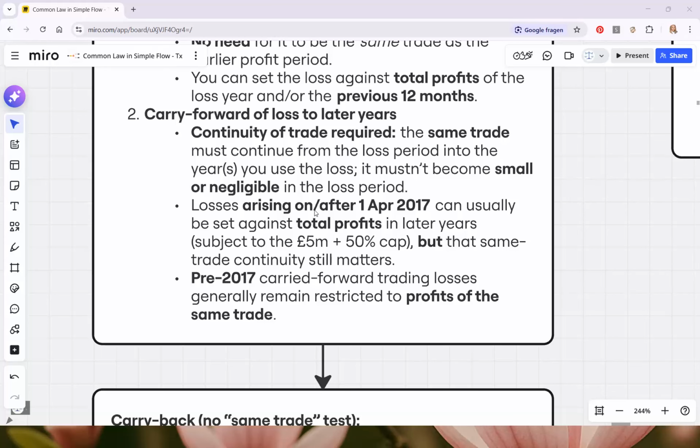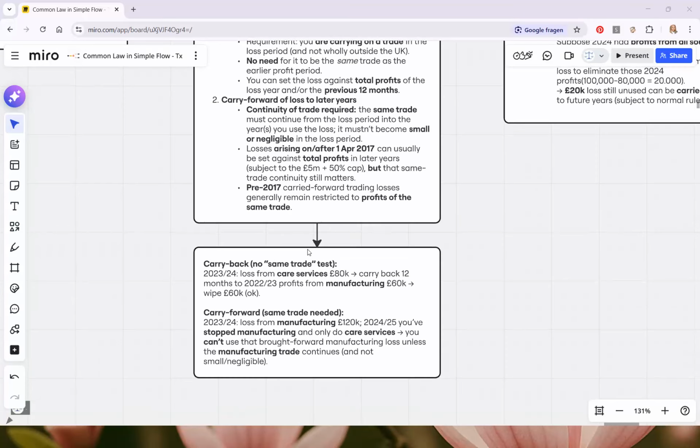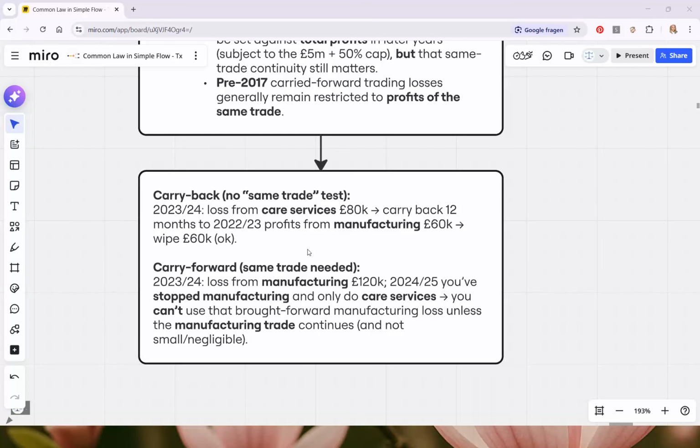And the comparison would be for the same year. It's not written here, but let us shortly see the difference. When you are using losses in the same year, it should not need to be the same trade, because you're doing it in the same year and it's from your total profits. You can use losses from 12 months back. It's no same trade and a total profit, and for future years the same trade is needed and the profit are with limitations. So what's important here to see is the difference between carry back and carry forward.